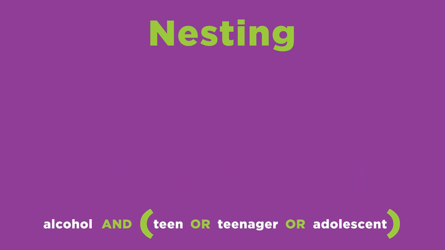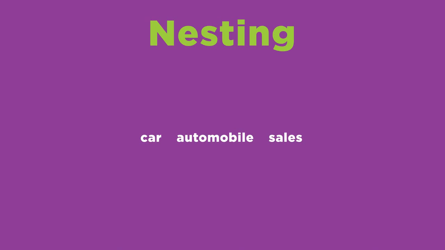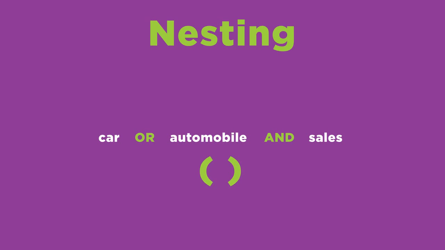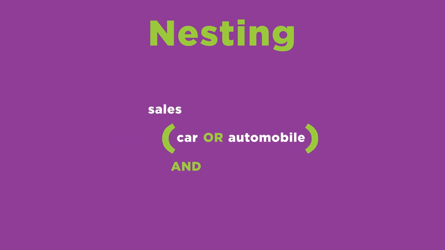Now it's your turn. How would you nest these terms to indicate that you want to find articles that include the word car or automobile, but all articles must also include the term sales? Let's start by adding some operators. Now, let's add the parentheses to nest car or automobile. This order would work too.